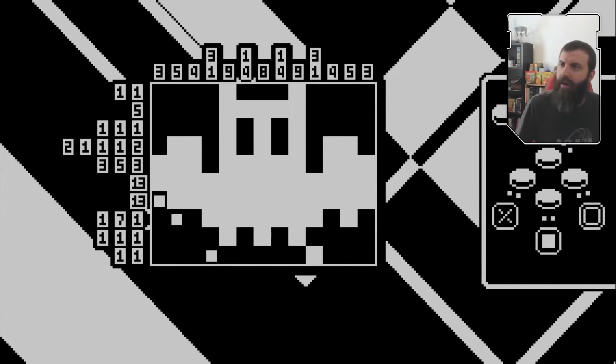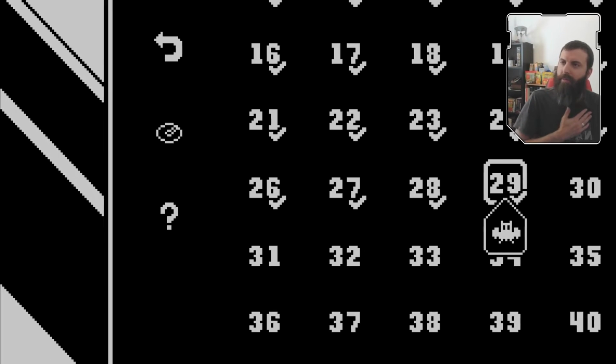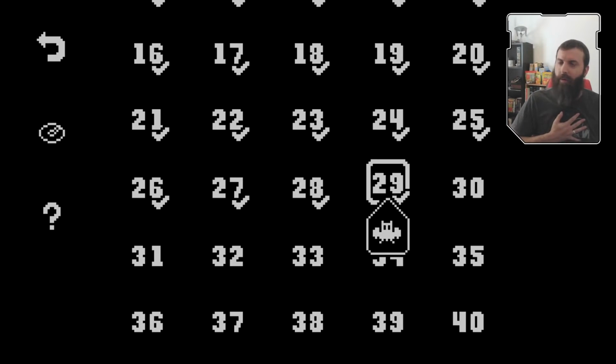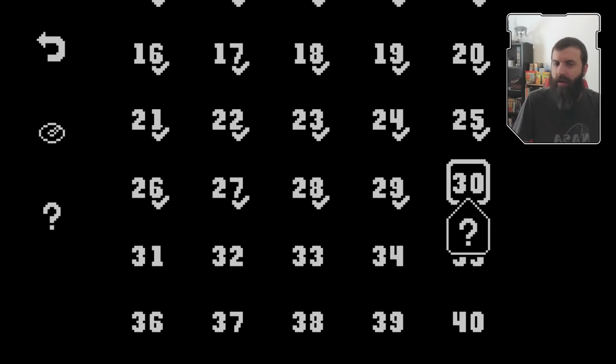Gosh, cleaning out my workshop this morning, and ooh, it was rough on the old lungs to inhale that much sawdust. Excuse me. Alright, on to Nonogram 30.